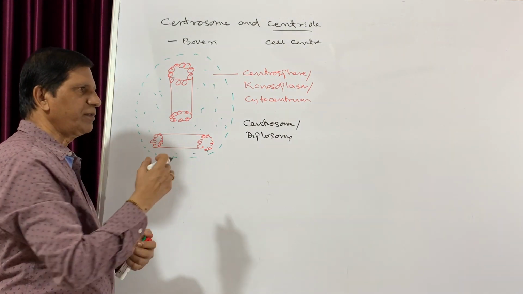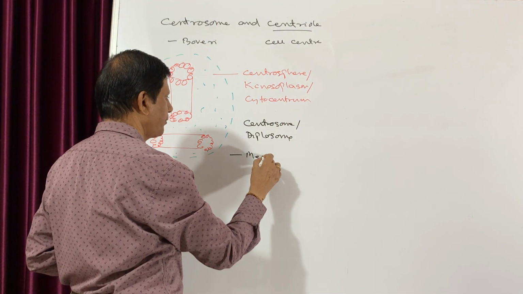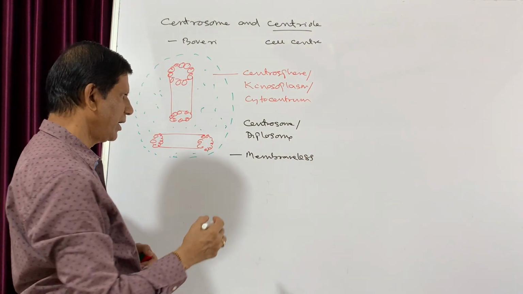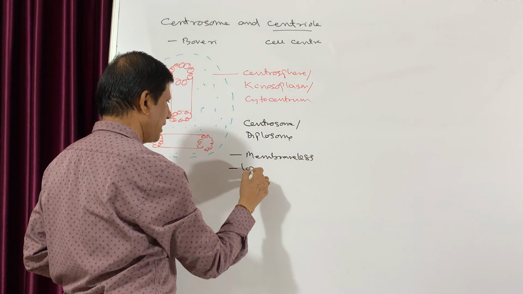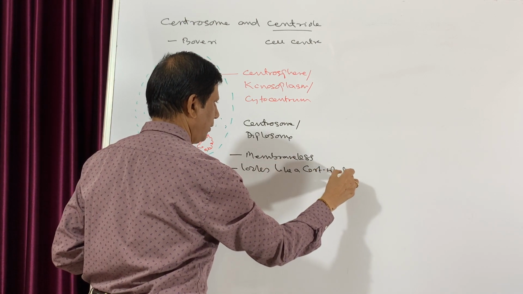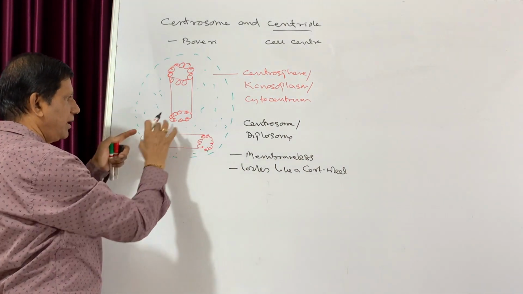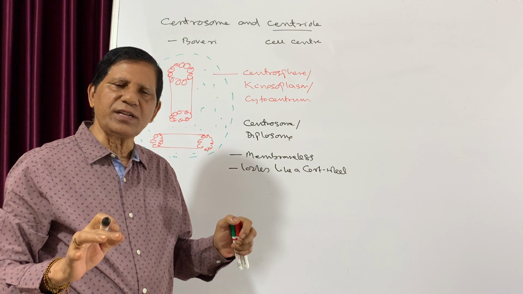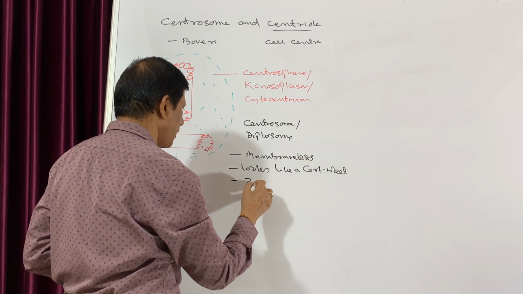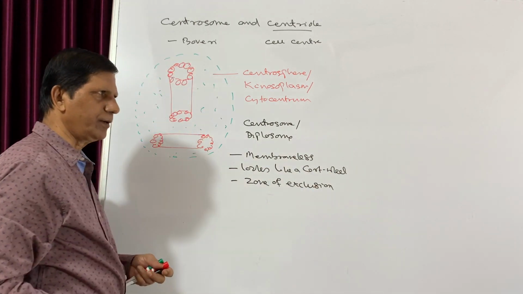Now, what is the structure of the centriole? Usually, the centriole is membraneless. That means it is not surrounded by any membrane. It looks like a cartwheel. And around this centriole, other organelles are not there. That means the cytoplasm around is completely free. So it has a zone of exclusion. It is known as zone of exclusion.